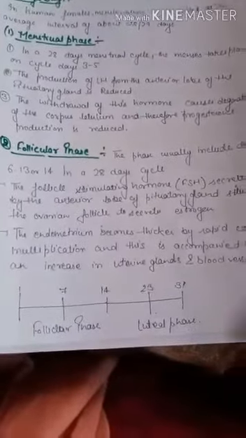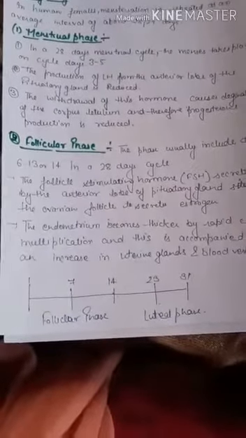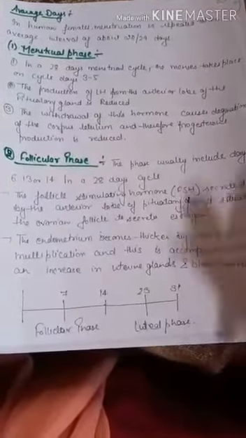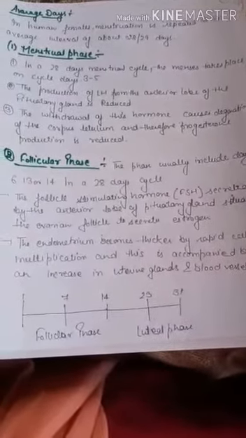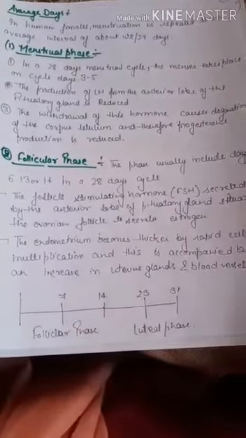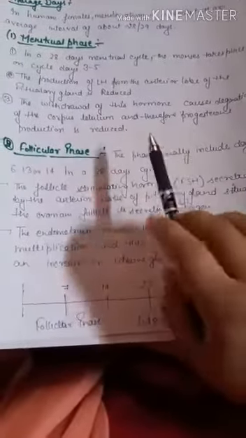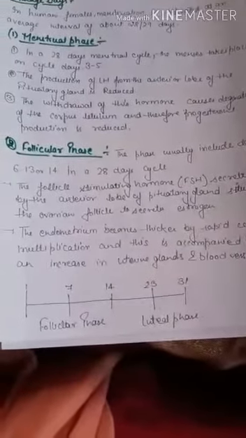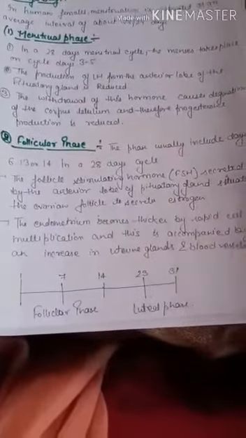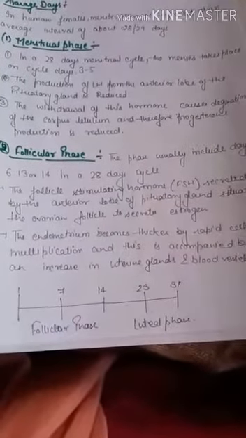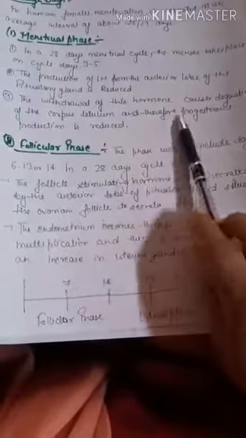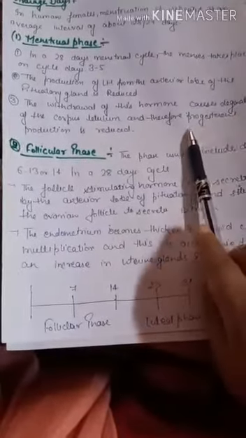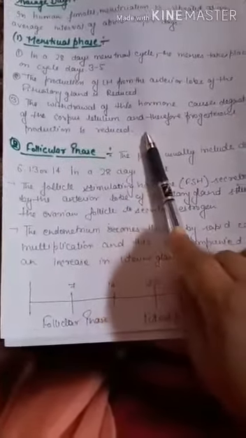First one is menstrual phase. In a 28 day menstrual cycle, the menses take place on cycle days 3 to 5. The production of LH, that is luteinizing hormone, from the anterior lobe of the pituitary gland is reduced. The withdrawal of this hormone causes degeneration of the corpus luteum and therefore progesterone production is reduced.